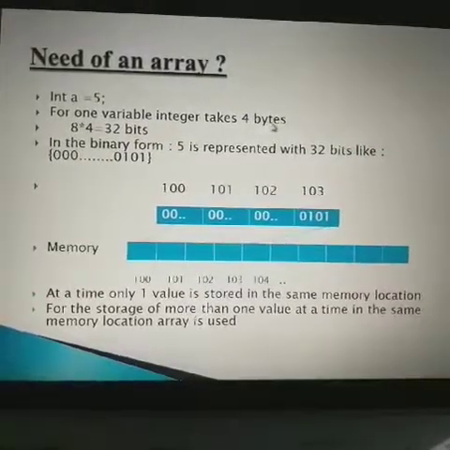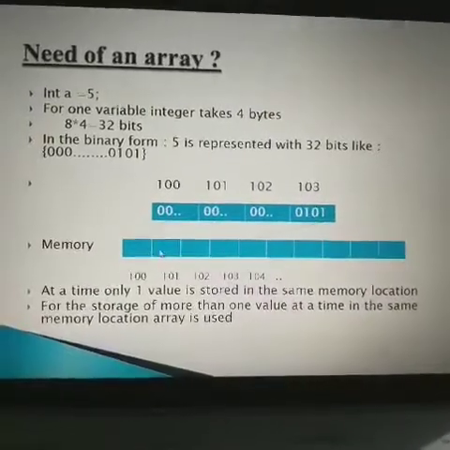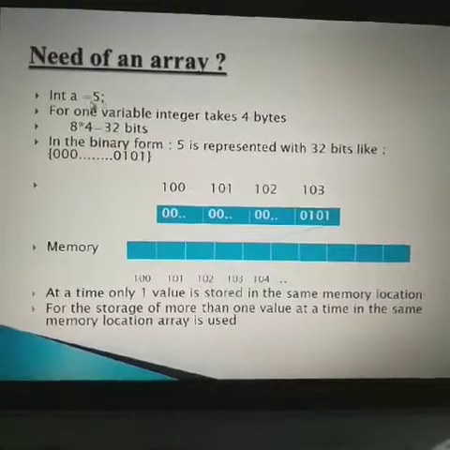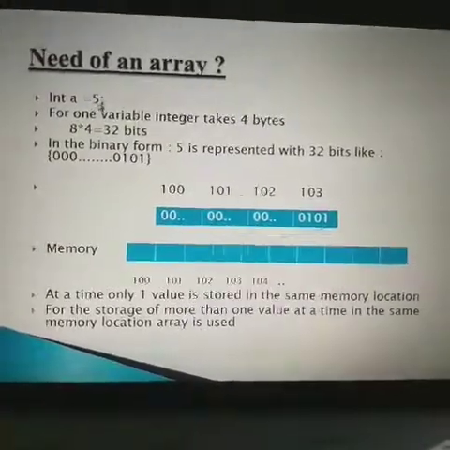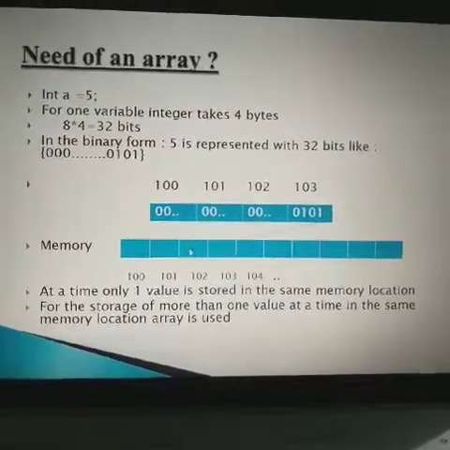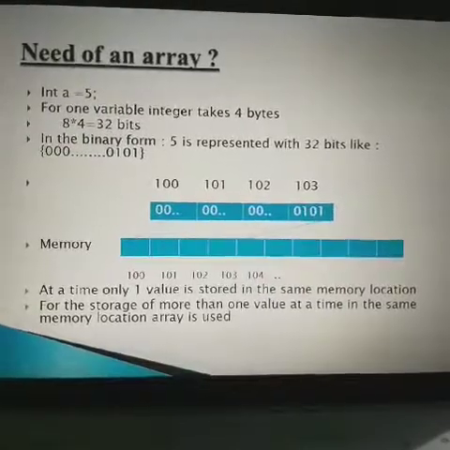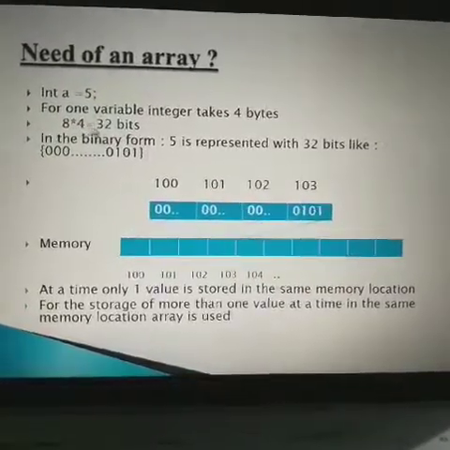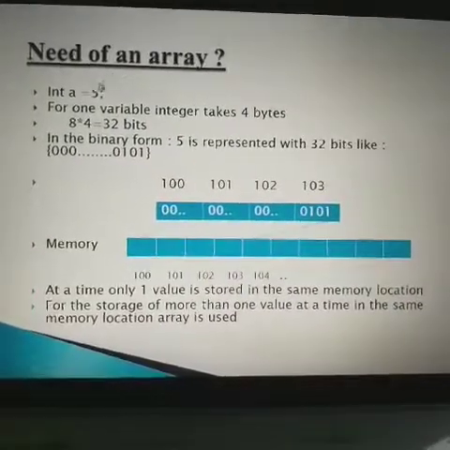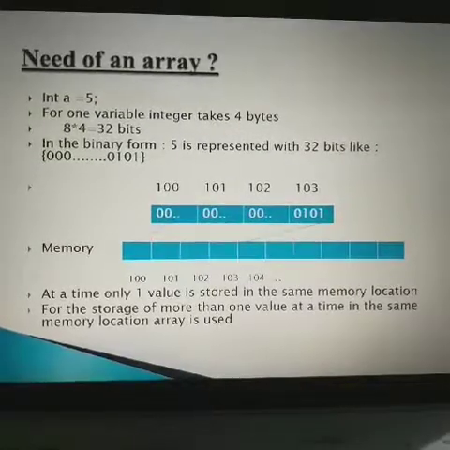So integer takes 4 bytes. These are the bytes: 1 byte, 2, 3, 4. Each box indicates 1 byte. So for storing the value of a, there is only one variable that takes 4 bytes. 4 bytes means, if 1 byte is equal to 8 bits, so 4 into 8 is equal to 32 bits. It totally contains 32 bits. And that is stored into the computer for the value of a, that is 5.